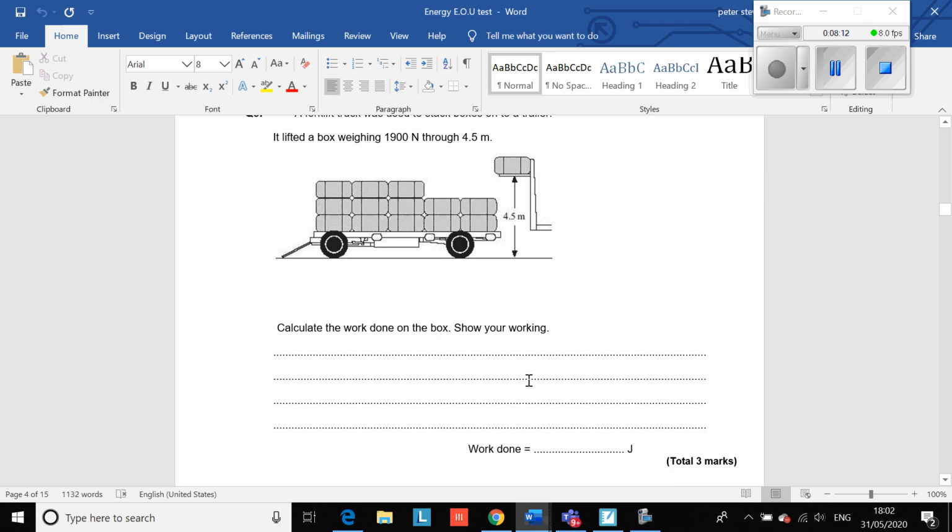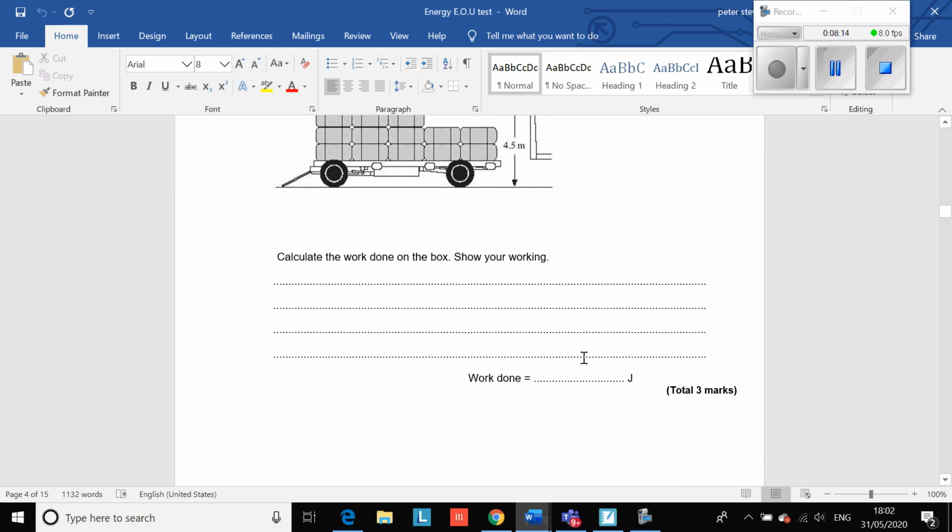Okay, now here's the key thing. 8,550 would only get you the 2 marks. Okay, oh no, it wouldn't actually, it would get you all 3 marks. So the calculation gets you 2 marks, and the right answer of 8,550 gets you your final mark. And remember, work done is a measure of the energy transferred, so it would be joules.